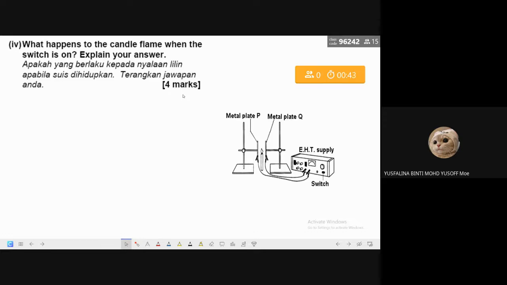You can draw which side has the bigger flame, and label what charge is on the bigger flame. I know they didn't say which plate is positive and negative here, but you can just draw it and assume that metal plate P is positive and metal plate Q is negative. Then metal plate P will attract the negative charge on the flame, and metal plate Q will attract the positive charge on the flame. Then what happened? Which side has the bigger flame, and why does that side have a bigger flame?